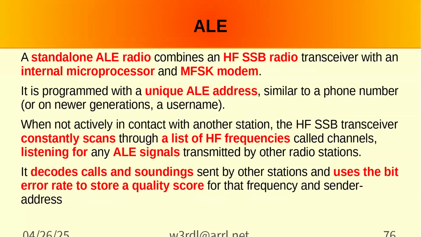So to set up an ALE station, you need a single sideband radio with an internal microprocessor in order to handle it. I'm not sure what kind of radio that is. And an FSK modem. Anybody done ALE? I assume that it's a special single sideband in order to be able to scan through that list. I'm pretty sure it's not a 7300.